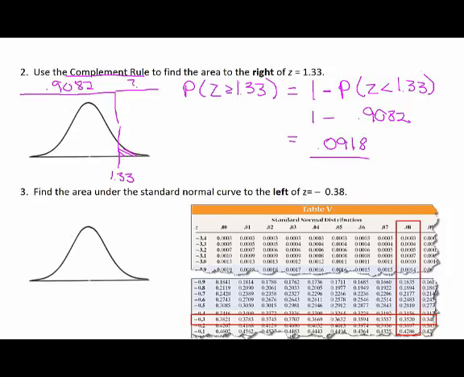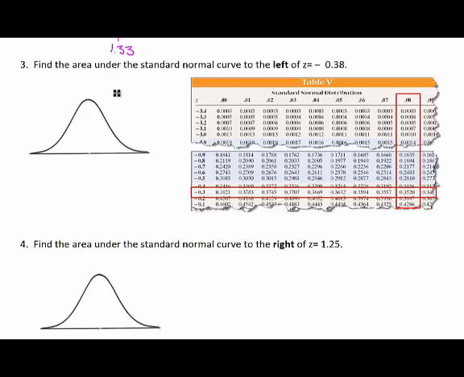Okay, so let's move to the next one. So we're going to do this one, and you're just going to be practicing with the normal curve. Okay, so it says find the area under the standard normal curve. And remember, area is the same thing as the probability. Those are exactly the same thing, because that's what we've been finding, the area of whatever data we're looking at. Okay, so find the area under the standard normal curve to the left of negative 0.38.